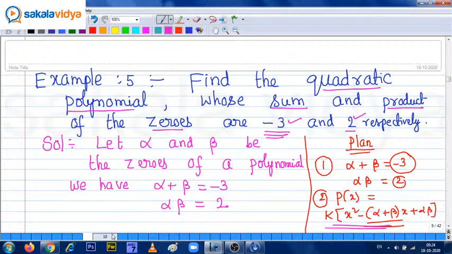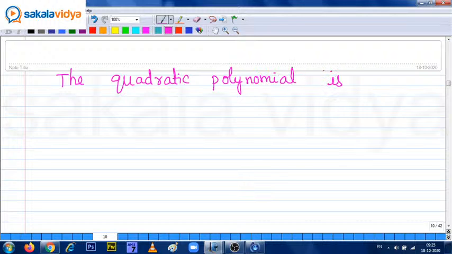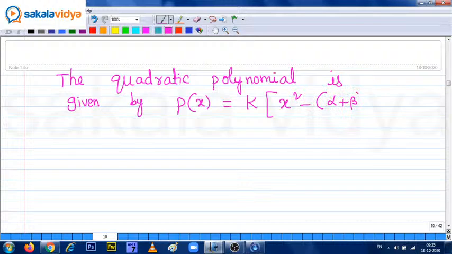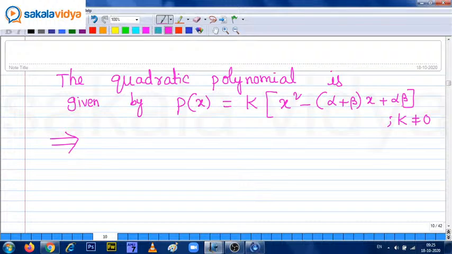Recall this formula. So the quadratic polynomial is given by P of x equals to k times x square minus of alpha plus beta times x plus alpha beta, where k does not equal to 0. Substituting respective values. What are the values? -3 and 2. Alpha plus beta is equal to -3, alpha beta is 2.